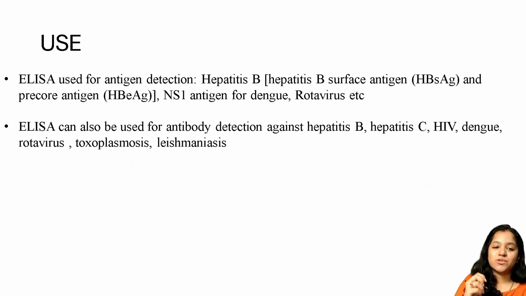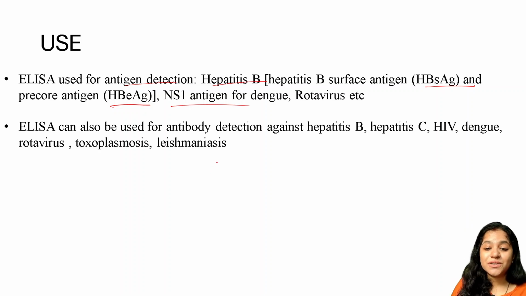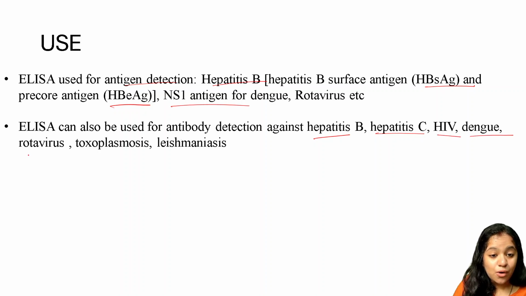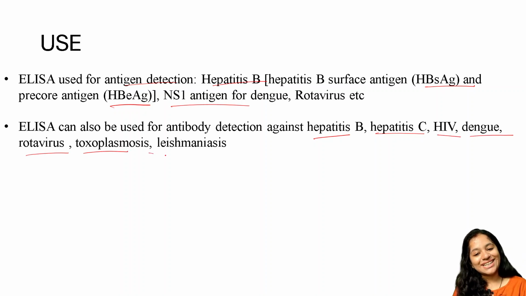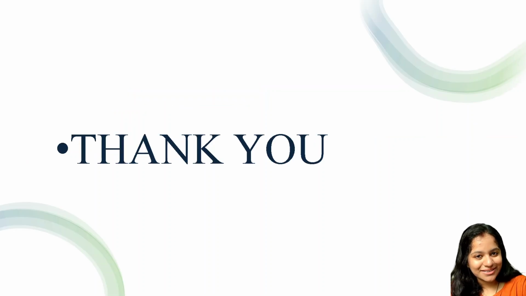Now, what are the uses of ELISA? ELISA can be used for antigen detection, for hepatitis B serum markers, HBs antigen, HBe antigen, NS1 antigen for dengue, and rotavirus. ELISA can also be used for detecting antibody against hepatitis B, hepatitis C, HIV, dengue, rotavirus, toxoplasmosis and leishmaniasis. This was everything about ELISA. Thank you.